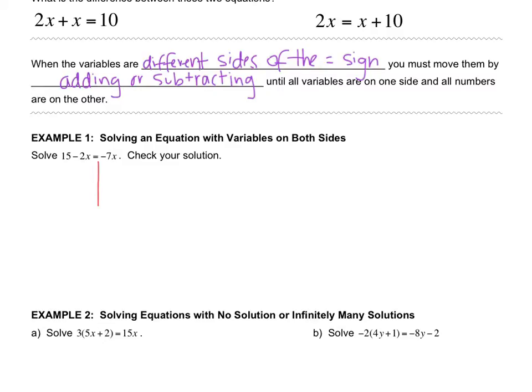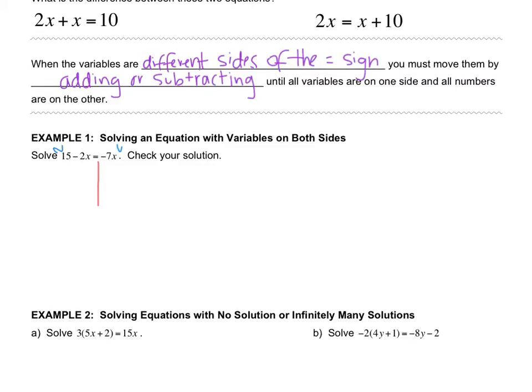What you have to do is decide which side you want to bring your numbers to and which side you want to bring your variables to, label it, and then move your terms. So let's move the variables to the right and the numbers to the left. It doesn't matter. You just have to label it so you know and so your reader knows. So N stands for numbers and V stands for variables.